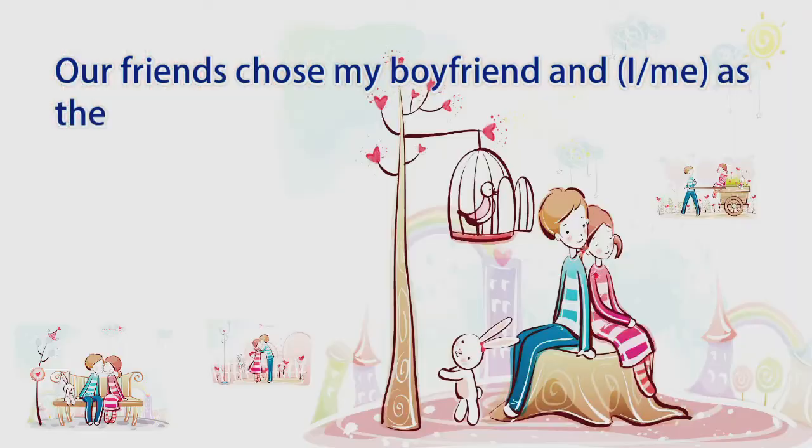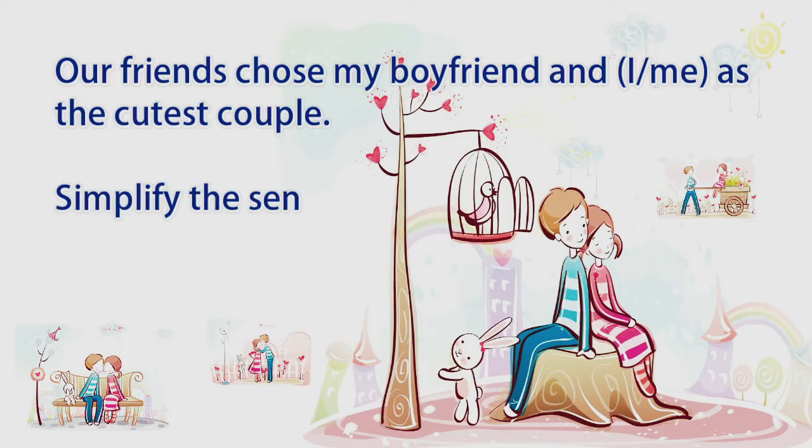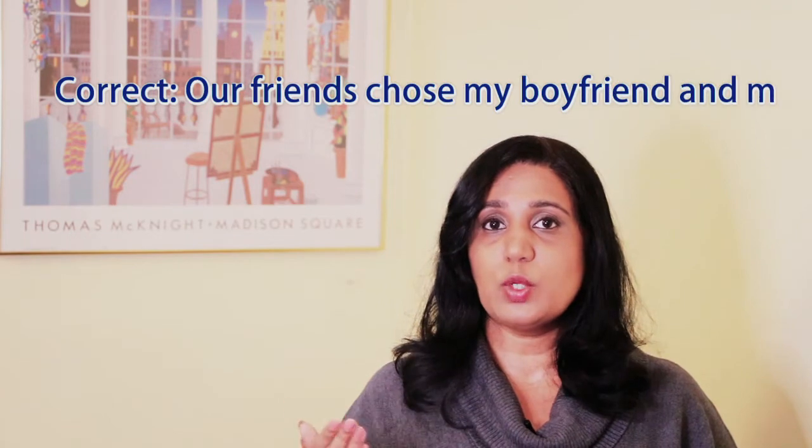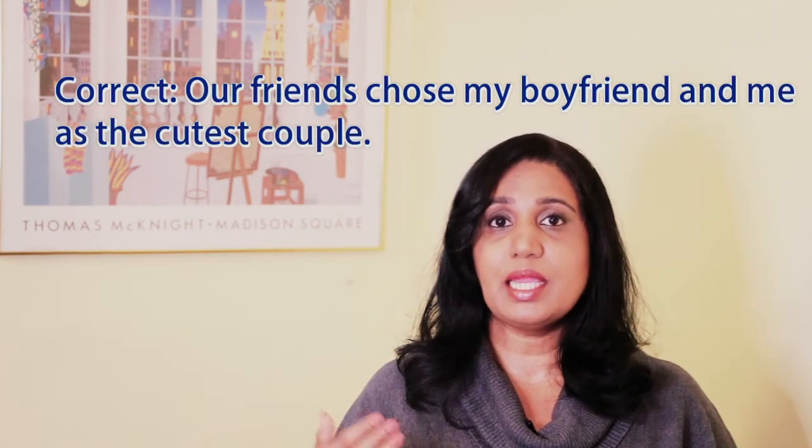Our friends chose my boyfriend and I or me as the cutest couple. So let's simplify this sentence. Our friends chose I. That doesn't sound right. Let's try the other one. Our friends chose me. Right? That sounds better. So the correct one here is, our friends chose my boyfriend and me as the cutest couple.